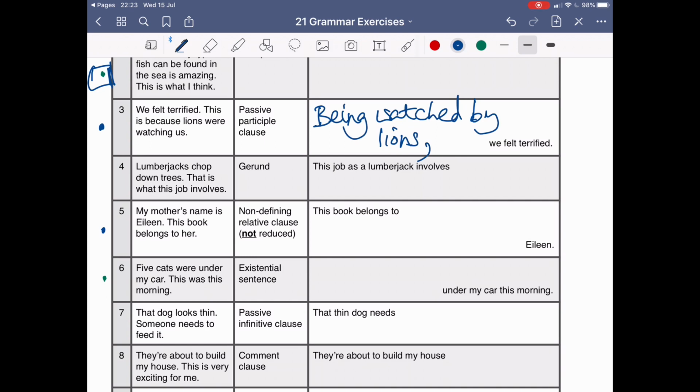5. My mother's name is Eileen. This book belongs to her. Okay. Non-defining relative clause not reduced.